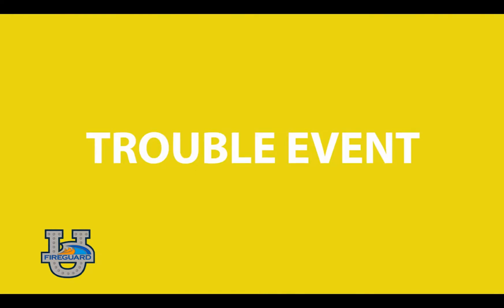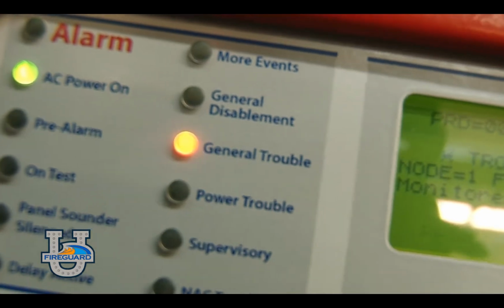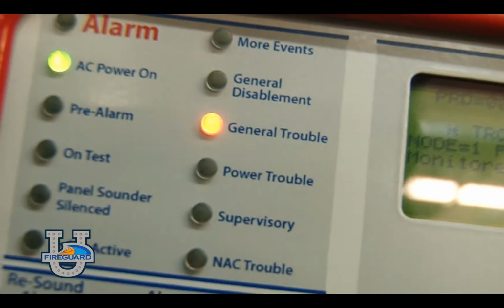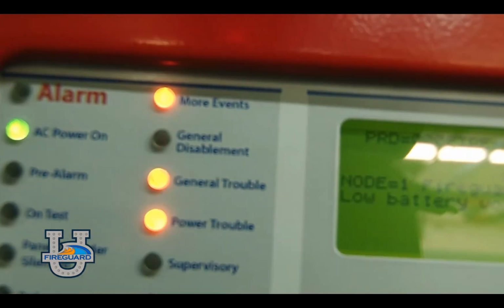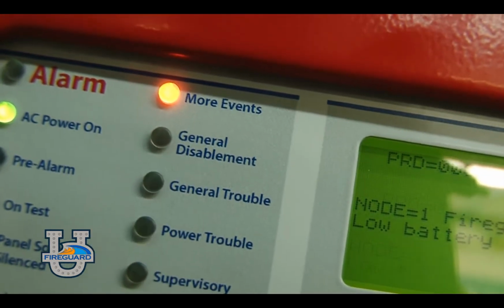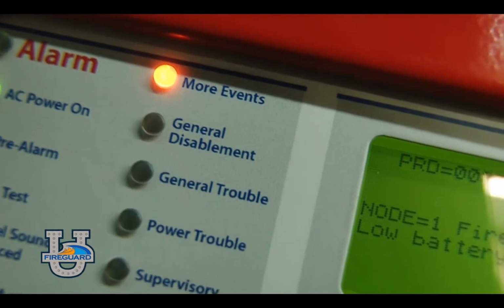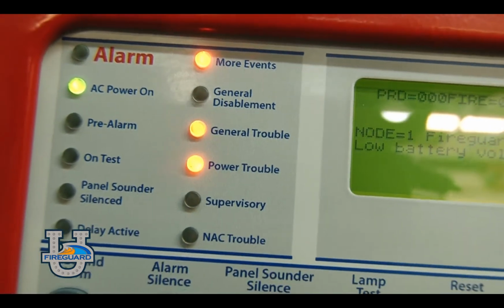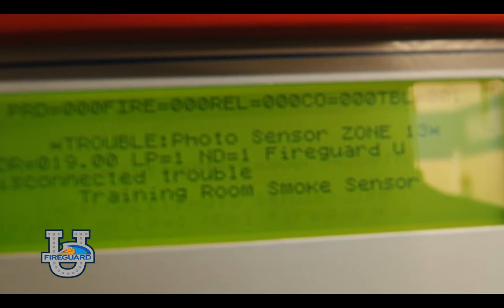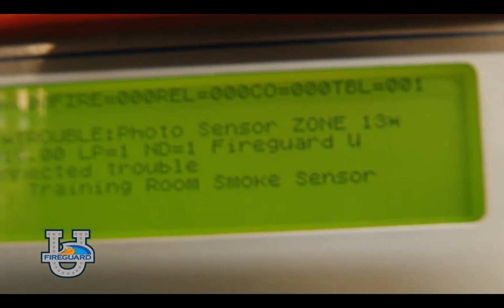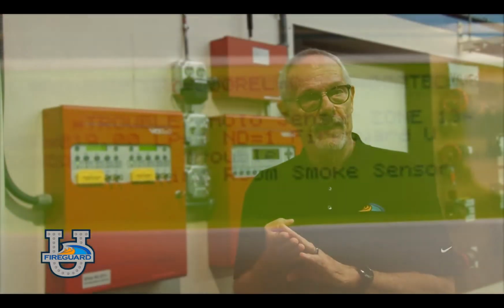The third category of events, and the lowest priority, is the trouble. The trouble is indicated by a yellow LED on the fire alarm panel, also with the label of trouble. Common trouble events are electrical faults, such as an earth ground or an open or short circuit. Device communication failure, if your system is addressable. Dirty smoke detector. Power failure, either the primary system power or the backup system, which usually consists of batteries.